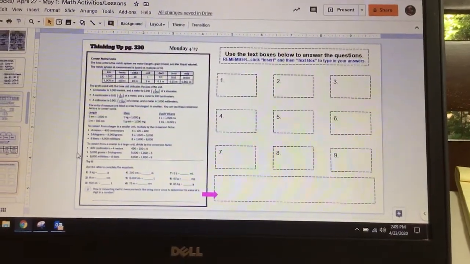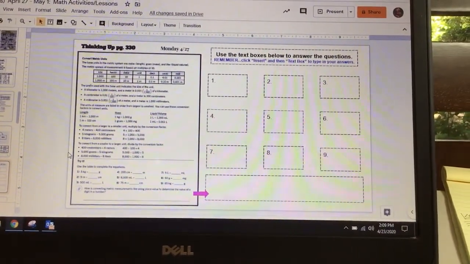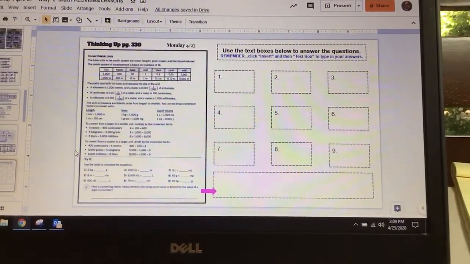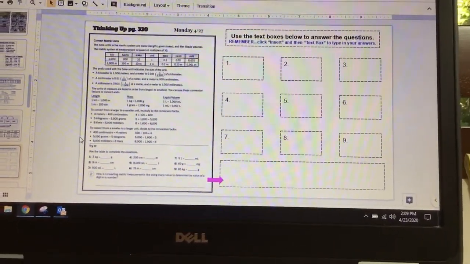All right, but before we do this page right here, I'm going to do a little practice page with you first. Okay. Here we go.